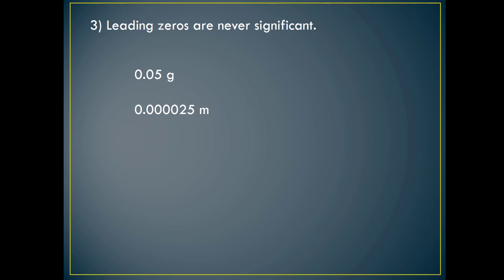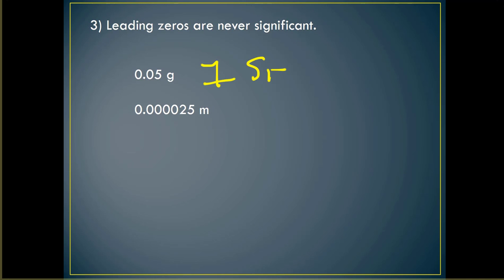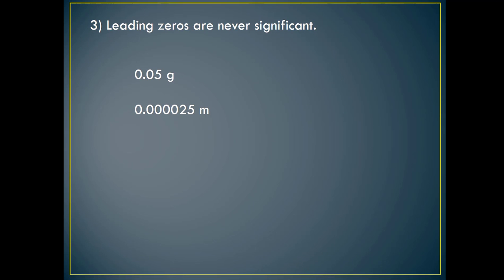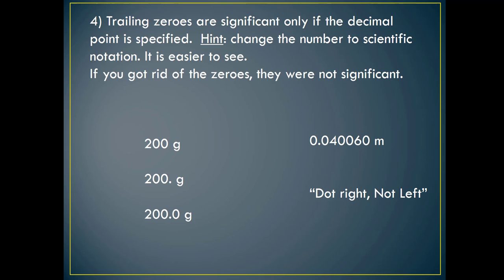All right, rule number 3, leading zeros are never significant. So leading zeros are placeholders. So for example, this first number, I have 0.05 grams. So what is this representing? I might say, oh, I have 5/100th of a gram in that beaker. So it's a really, really small amount. It's just an estimate because I only have 1 sig fig. And then the next one has 2 sig figs. So I'm able to measure that 2 and a 5 to a really, really small degree there.